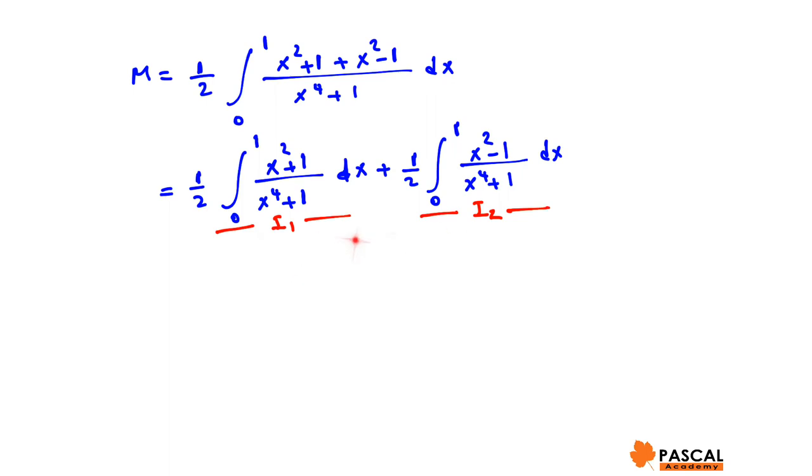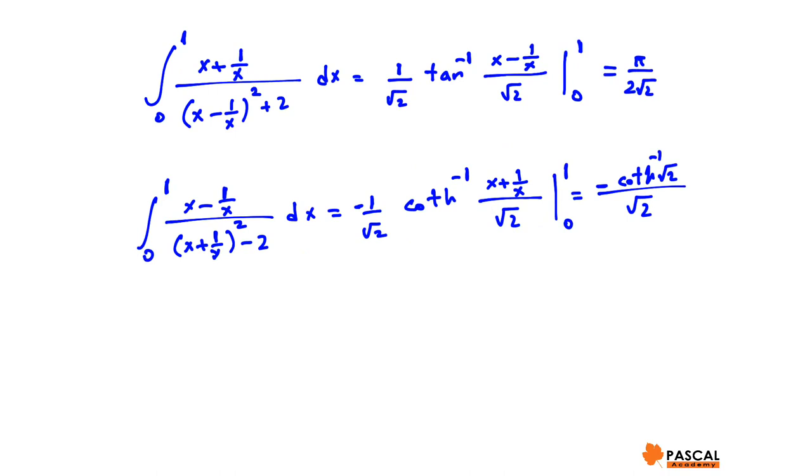To calculate either one, we divide both the numerator and the denominator of the function under the integral by x squared. X squared plus 1 divided by x to the fourth plus 1 can be written as 1 plus 1 over x squared, divided by x squared plus 1 over x squared. Therefore, I1 is the integral from 0 to 1 of x plus 1 over x divided by x squared plus 1 over x squared. X squared plus 1 over x squared can be written as x minus 1 over x to the power of 2, plus 2.